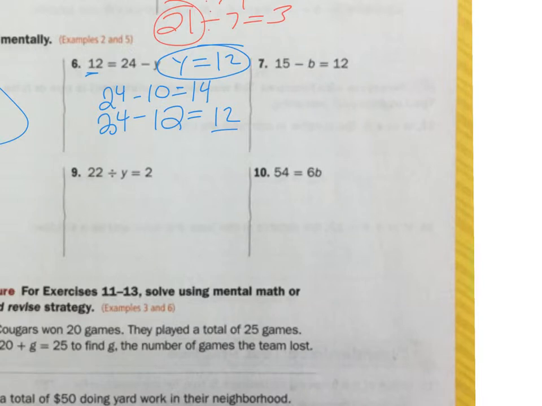15 minus something gets me to 12. It has to be small because 15 is almost to 12. And I can just see it's 3. If I start at 15, I take 3 away, I'm going to get 12. So B equals 3.